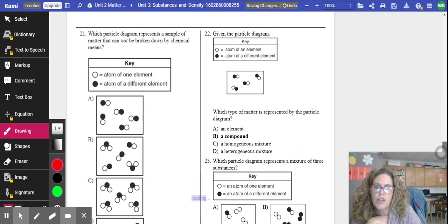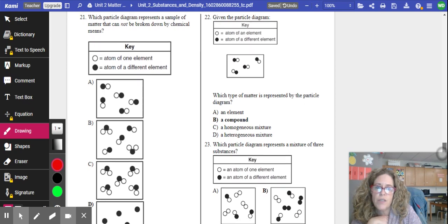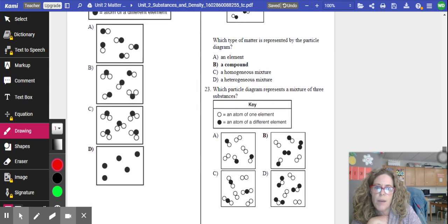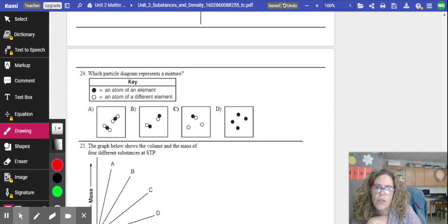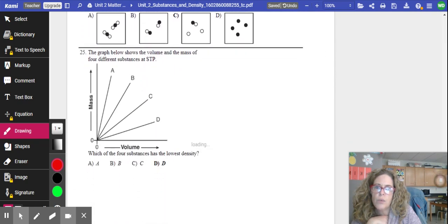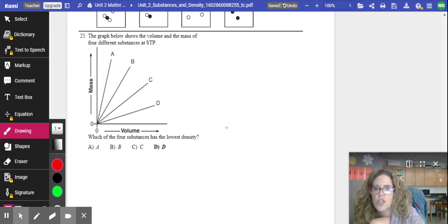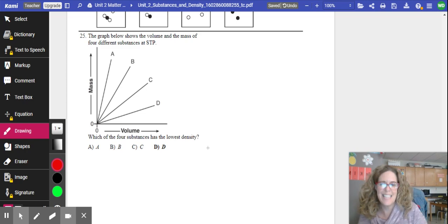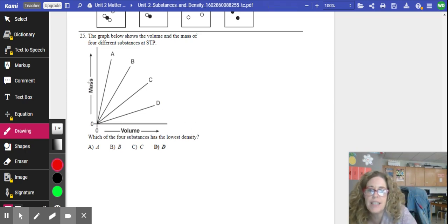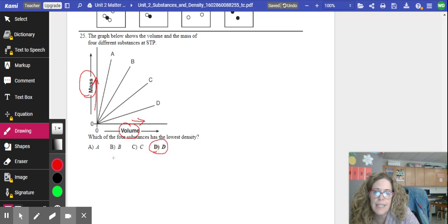All right, I want to make sure I have enough time, so I'm going to skip over a few because I've done a lot of element, compound, mixture questions already. So let's go on to number 25. Which one shows the volume and mass of 4 different substances? Which of the substances has the lowest density? The lowest density is going to have the lowest slope. Remember, density is mass over volume, which is the same thing as slope, rise over run. So the lowest density would be choice D.